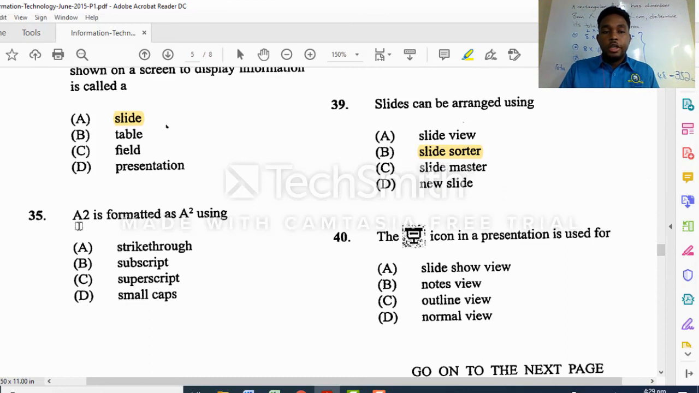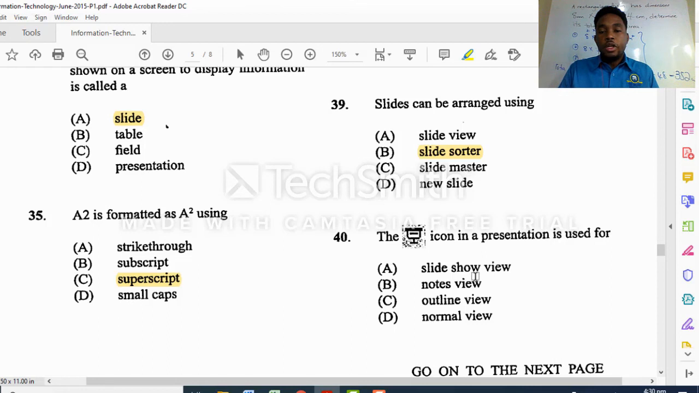And here for 31, A2 is formatted to A square using what? What process would allow the number 2 to be at the top? That process would be your superscript. Superscript, just like Superman in the air, you get it up. Subscript is below, strikethrough would be drawing a line through, and small caps would mean that everything is capitalized but is small.